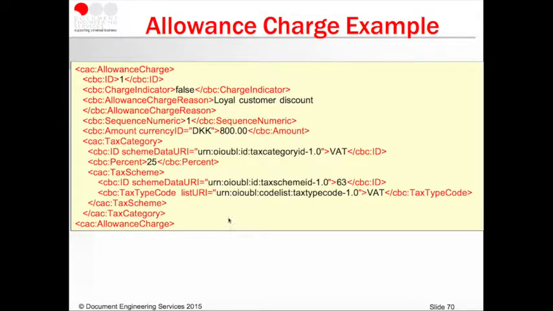Here's an example of what's called a loyal customer discount. So this is an allowance. It's 800 Danish kroner. And it apparently has some tax implication. So it looks as though there is a 25% tax payable on this.